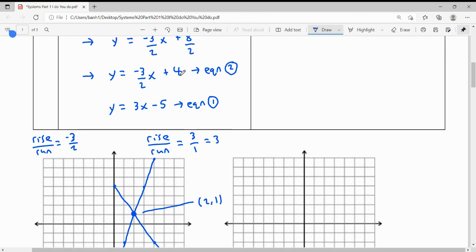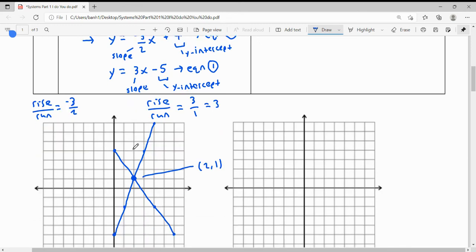And again, these are my y-intercepts here, and these two are my slopes. That's how I was able to plot equations 1 and 2 in y-intercept form onto the graph.